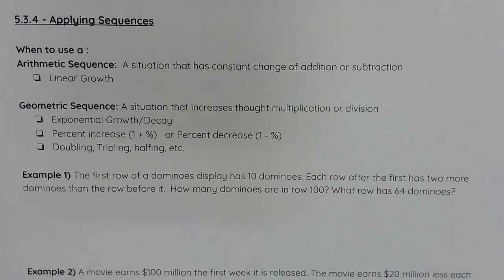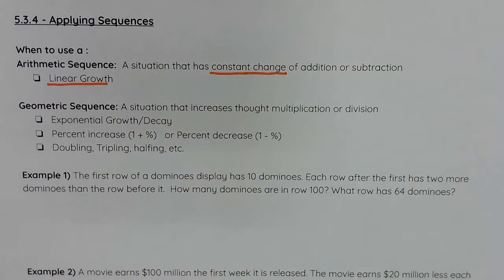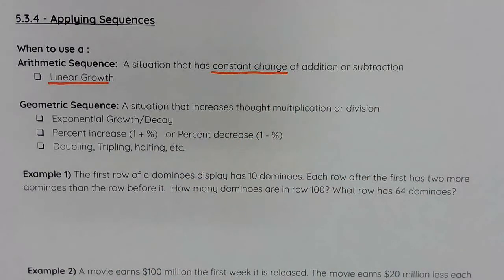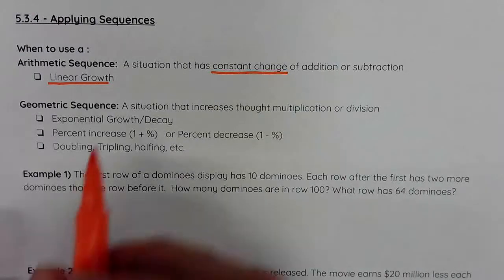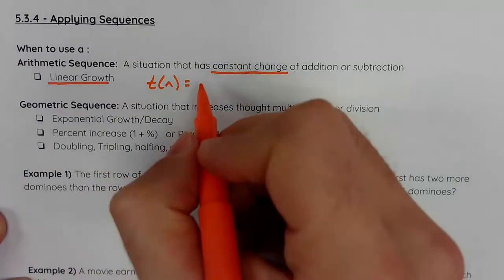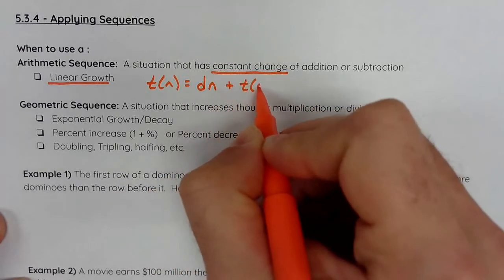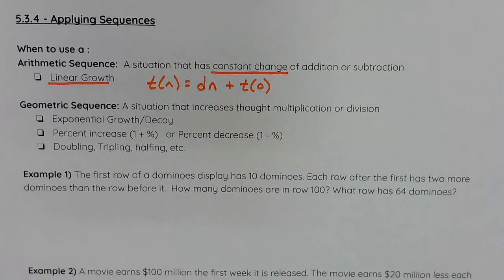If we look at an arithmetic sequence, a reminder: it is a situation that has a constant change of addition or subtraction. If we're reading a context, we're either adding something or subtracting that same thing over and over. That's going to be our linear growth, because of that idea of constant change. To remind ourselves, that means we use our explicit for arithmetic, which was the common difference times the term number plus our term zero, or our initial.